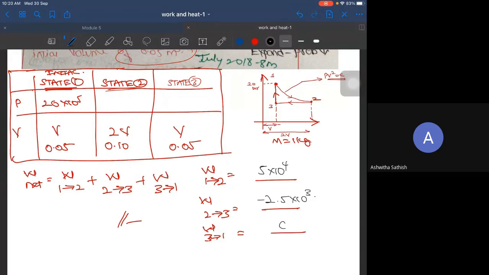Why it is 0, Ashwita? Since it's a horizontal line, there's no area or slope, so there's no work done. It's an isochoric process. That's great. Correct. Yes. Any other answers, guys? Good, Ashwita. Any other answers?